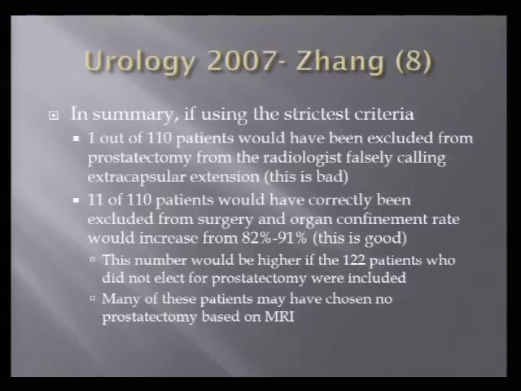That's bad. You don't want to do that. You don't want to get into all the minutia and say there's extracapsular extension when there's not, because then you might be precluding the person the prostatectomy as an option for their therapy. But on the downside, and we all have to accept this, 11 of the 110 would have been correctly excluded from surgery, and the organ confinement rate would increase from 82 to 91%. So that's good in theory, that you would have precluded 11 of the 110 patients and increased your organ confinement rate.